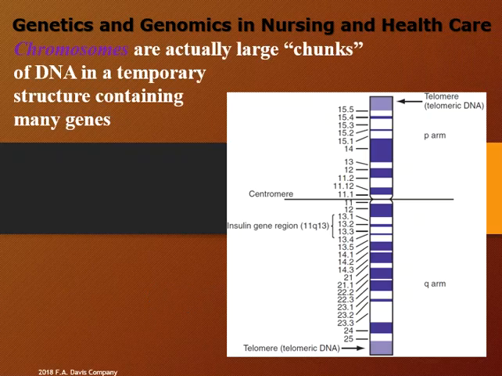Okay, so chromosomes, as you recall, are actually large chunks of DNA in a temporary structure containing many genes. You've got some small chromosomes that have fewer genes, about 80 to 90, and you also have larger chromosomes that have thousands of genes. This is important to know because when we get to chromosomal abnormalities, if there is a change within a small chromosome with few genes, then the expression of that is not as great as having a problem with a larger chromosome with more genes.